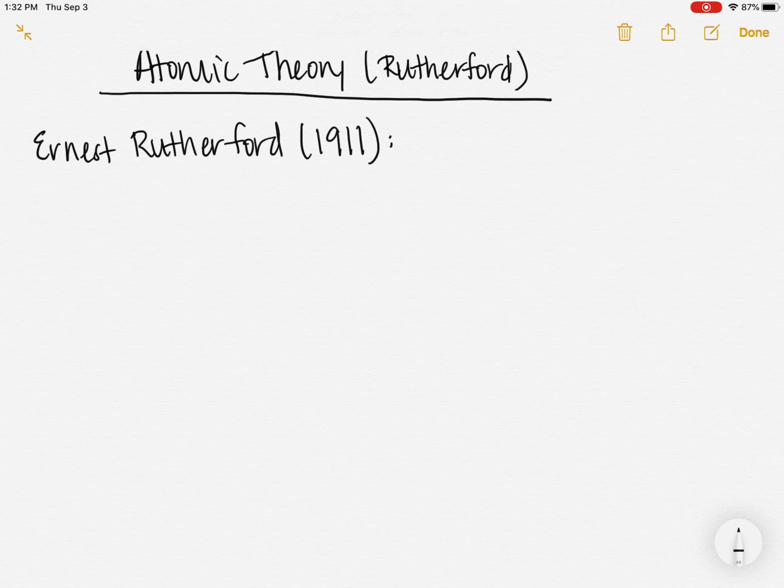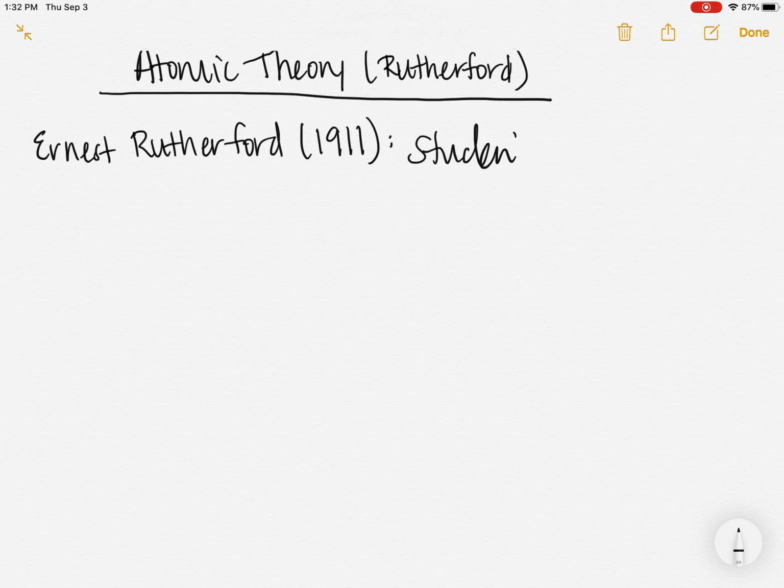So, coming pretty quickly after Thomson discovers the electron, and remember that while Thomson discovered the electron, he knew that there had to be some positive particles, right? Because recall that he knew atoms were neutral. They had no charge overall, and so he knew that if there were negative charges, there also had to be positive charges, but yet he was unable to locate them.